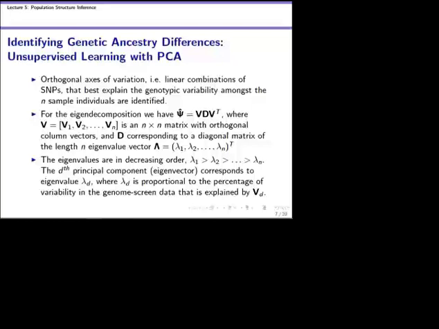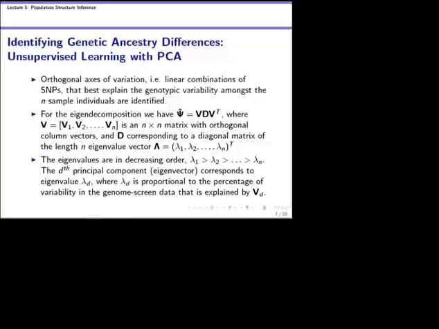So every square matrix can be written in this form: V D V transpose, where V is an n by n matrix with orthogonal column vectors. So V are essentially the principal components. And then D is a diagonal matrix that has zeros on the off diagonals and lambda 1, lambda 2, all the way up to lambda n on the diagonal. And so you can decompose any square matrix into the eigenvectors, times the eigenvalues, times the eigenvectors transposed.